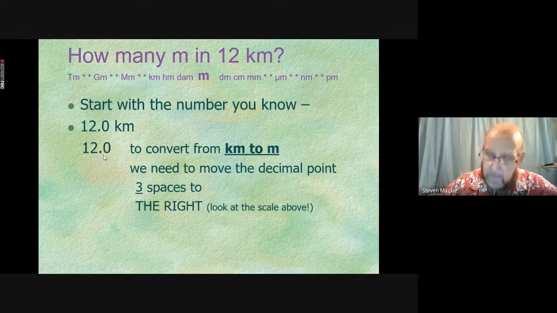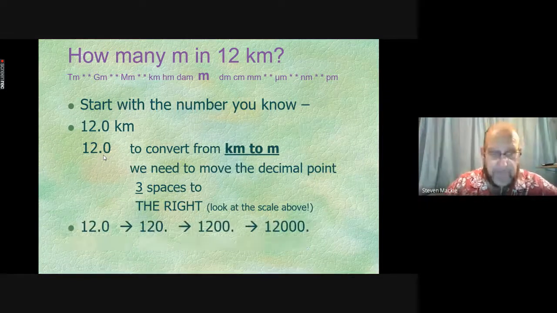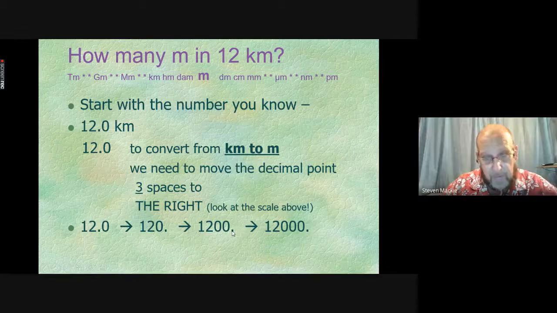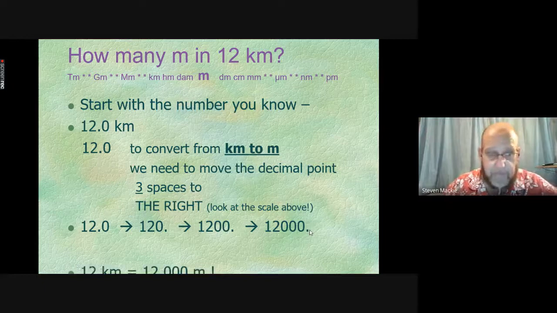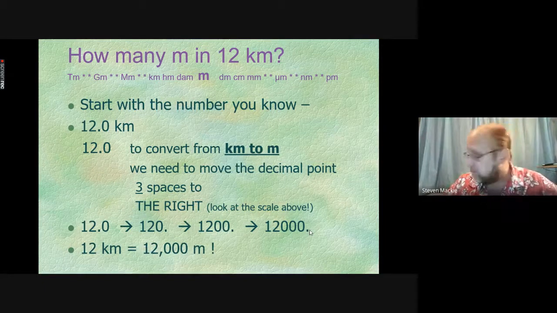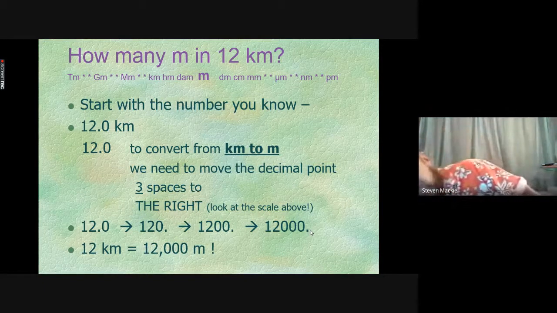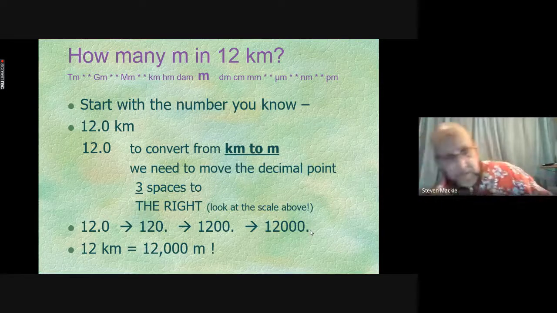Here it is. So I start with it here, and then I move it 1 decimal place over, another decimal place over, another decimal place over, and there's the answer. 12 kilometers equals 12,000 meters.